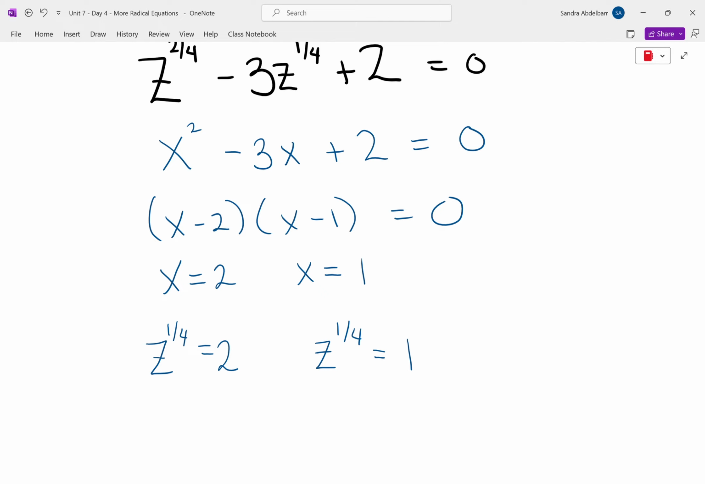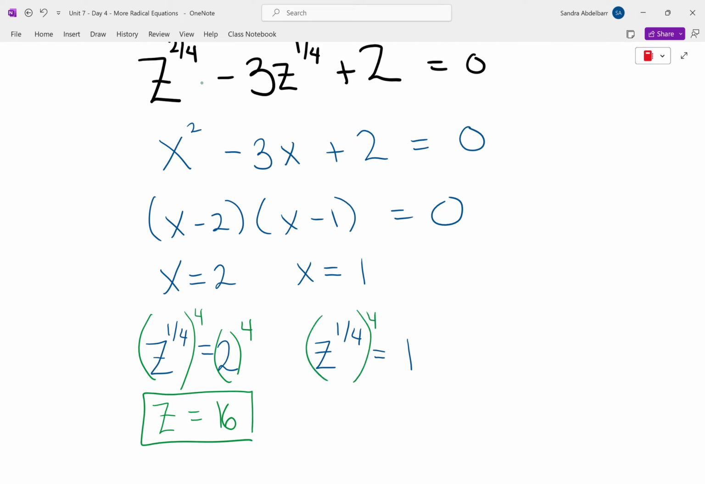We need to solve for z. If we're going to solve for z, what do I have to do? Raise it to the 4th power. So we're going to get z is equal to 16 is one answer. And then on this side, we raise it to the 4th power. What's 1 to the 4th power, Kai? Good. So z also equals 1. Both answers work.